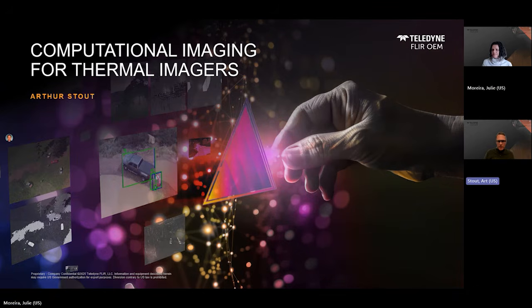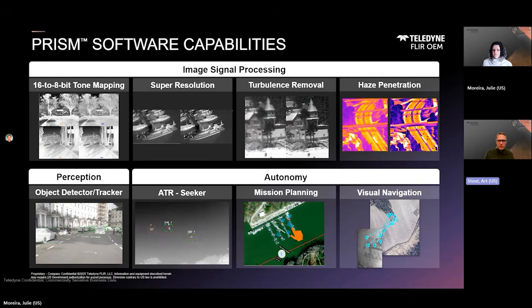We're going to be discussing our image signal processing and our AI algorithms. Our Prism software libraries consist of these three main categories: image signal processing, perception, and autonomy. First up is the tone mapping. This is our 16 to 8-bit tone mapping algorithms. We have a variety of different approaches. Again, it's highly scene dependent.